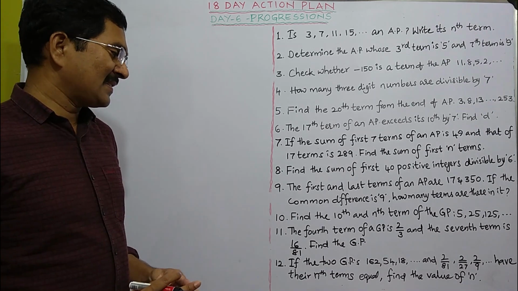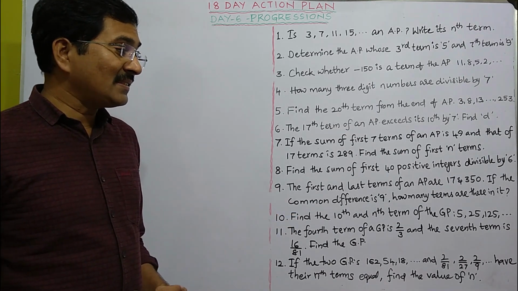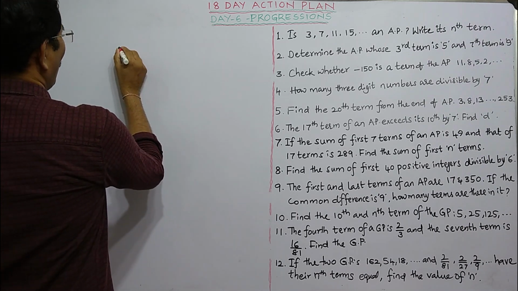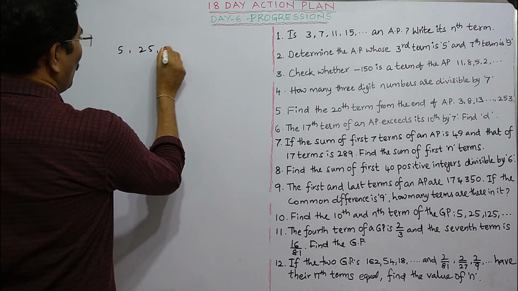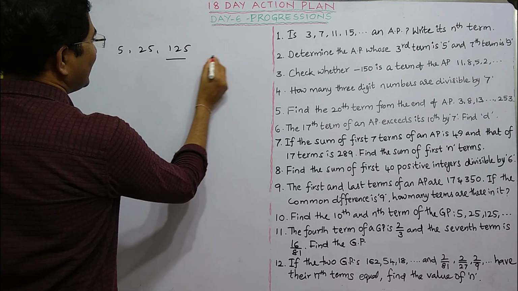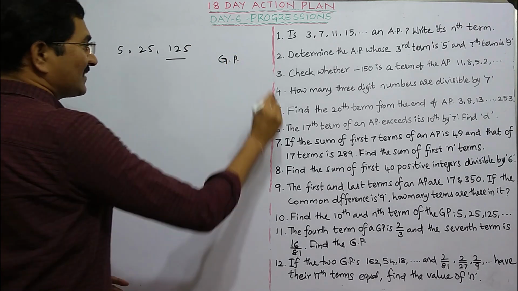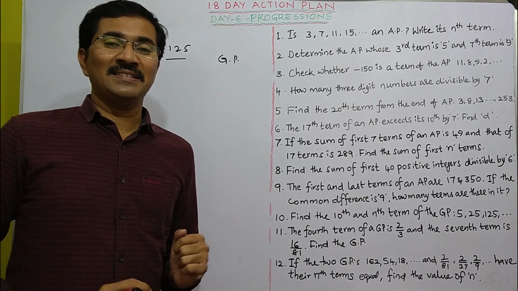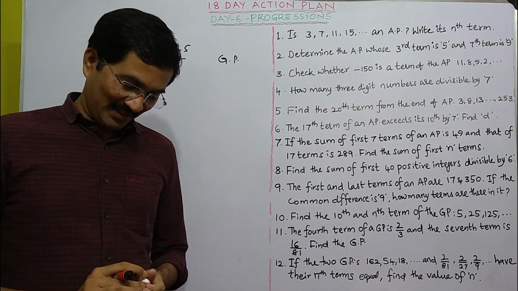The 10th problem says find the 10th and nth term of the GP 5, 25, 125. He says it's a GP. Let us see what a GP is. Before I tell you what a GP is, let me tell you an interesting story.